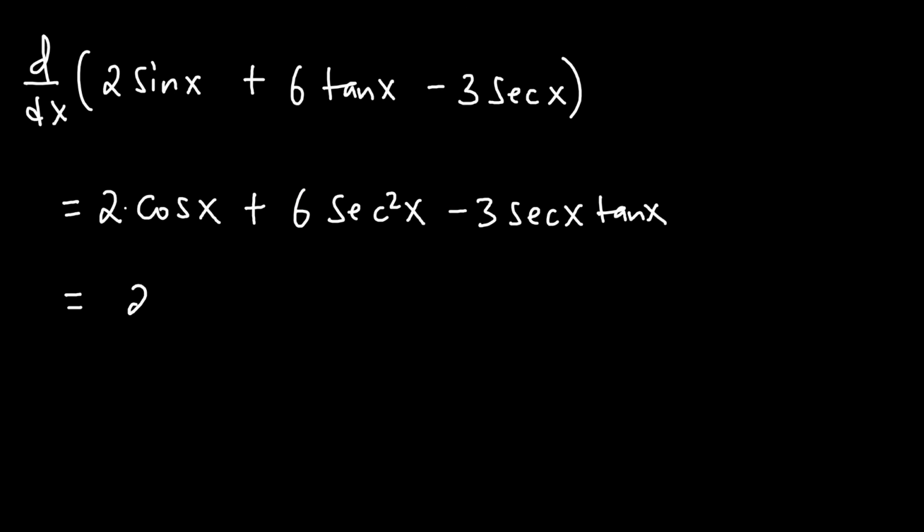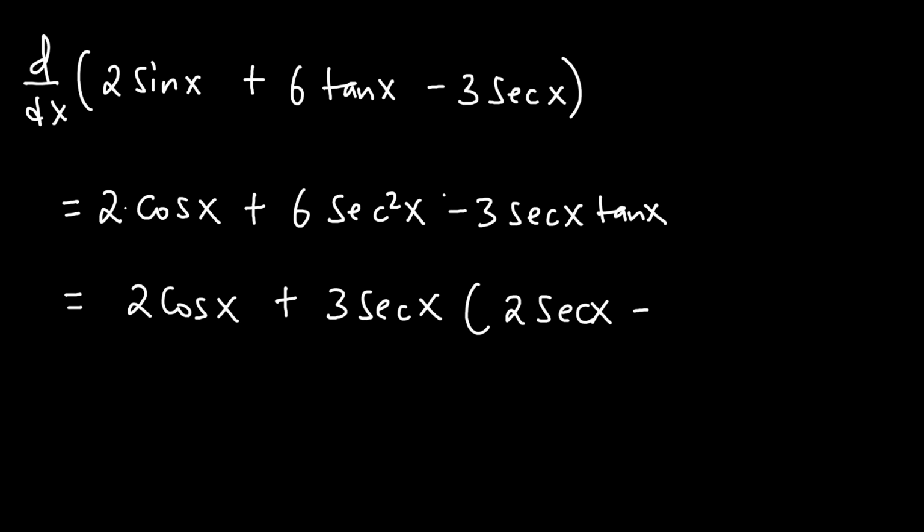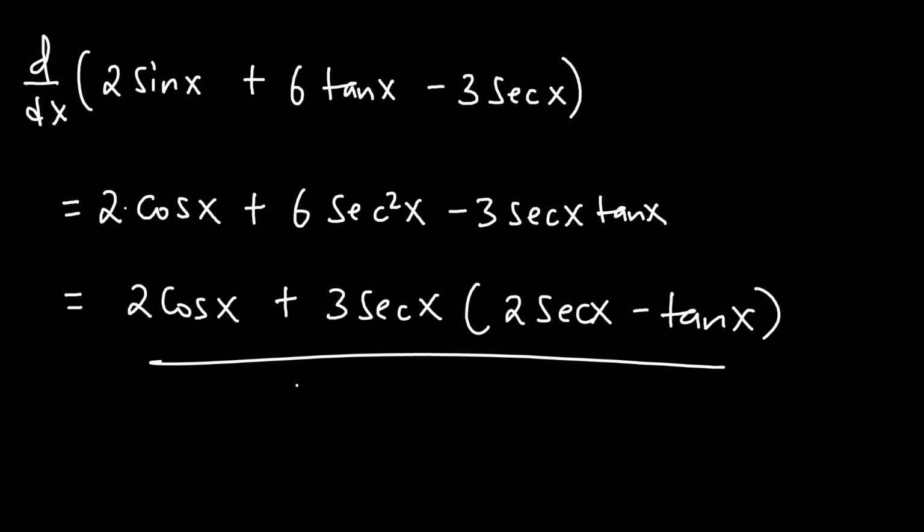This will give us 2 times cosine x plus 3 secant x into, for the first part we shall remain with 2 times secant x, and then for the second part we shall remain with tangent x. And that's our answer. Now how can you differentiate sine 2x?